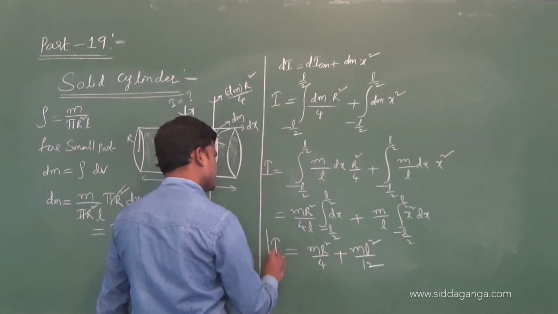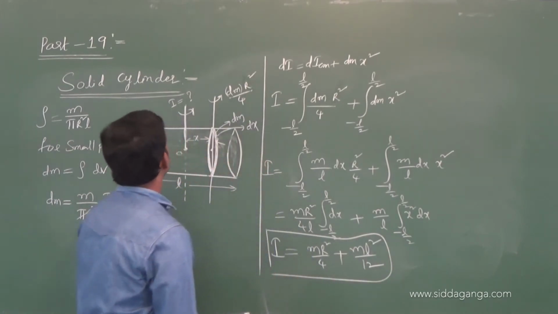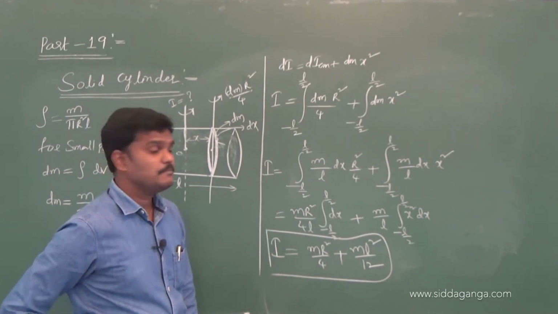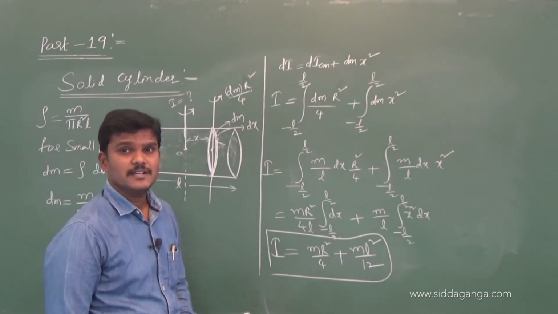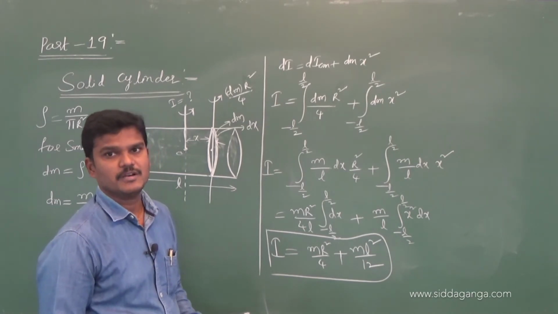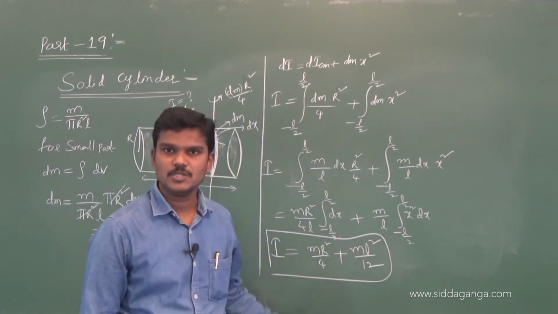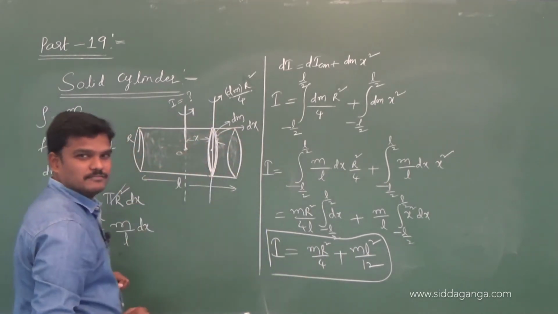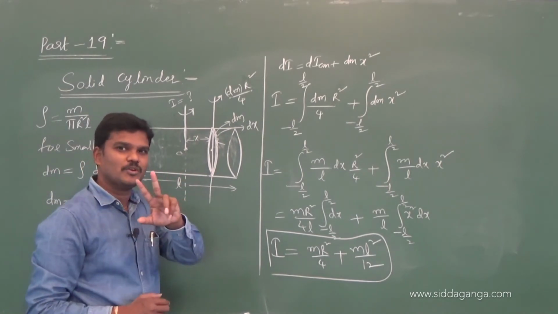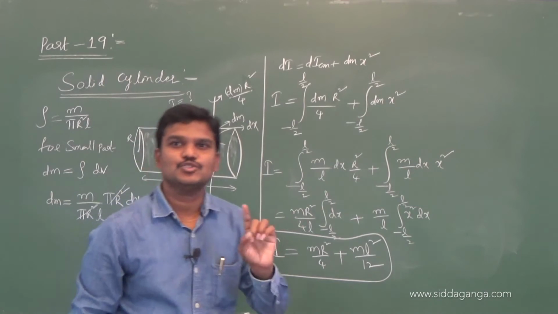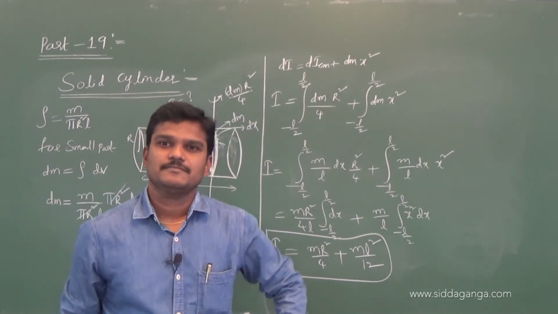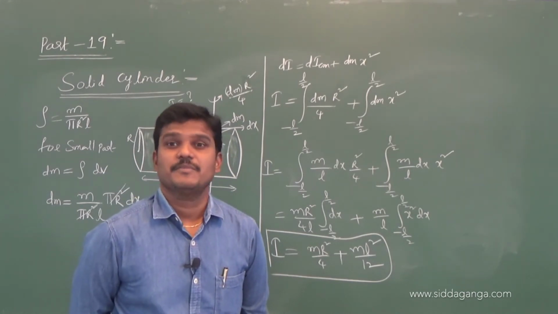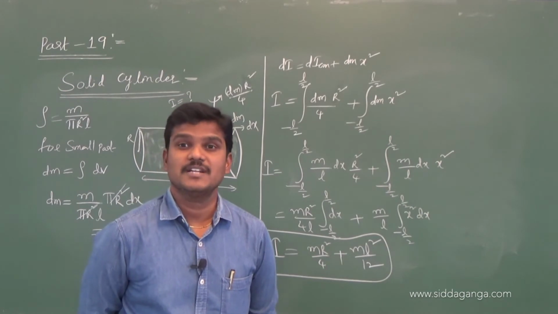See, this is the moment of inertia of a solid cylinder about an axis passing through the center perpendicular to the length: M R square by 4 plus M L square by 12. If you take M outside, R square by 4 plus L square by 12. Otherwise, we can expect it directly. This is like a uniform rod. You divide this body into two parts. One is a uniform rod passing through the center perpendicular to the length. What is the moment of inertia of a uniform rod about the center perpendicular to the length? I hope you remembered, M L square by 12.